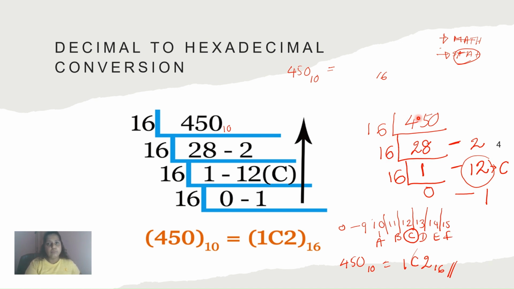When we convert number 450 into a hexadecimal number, first we have to divide it by 16. Successively divide by 16 until we reach 0. 450 divided by 16, answer is 28 and remaining 2. 28 divided by 16, answer is 1 and remaining 12. We don't write 12, instead we write capital letter C. 1 divided by 16, answer is 0 and remaining 1. Then we can write 450 in base 10 equals 1C2 in base 16.